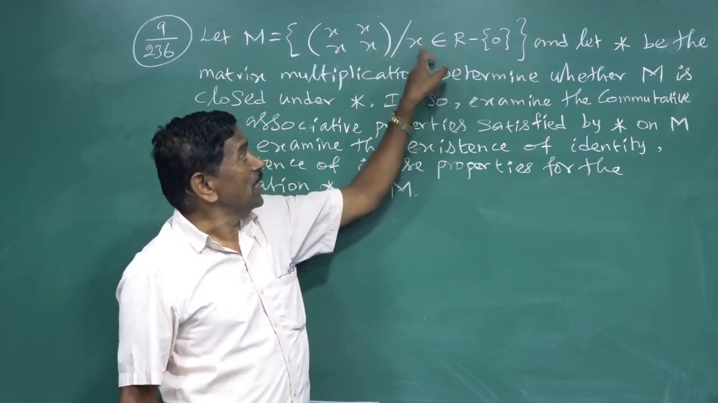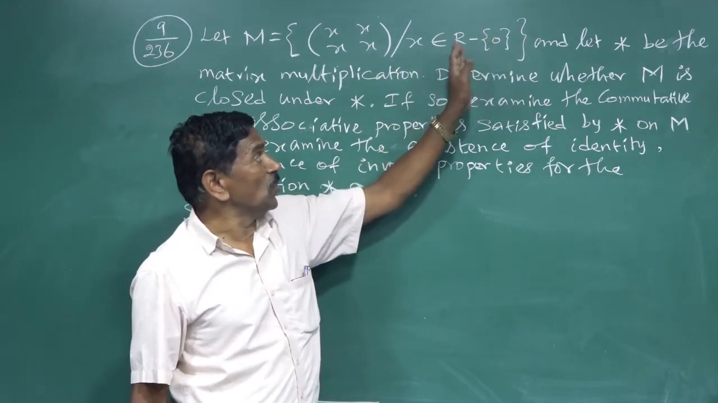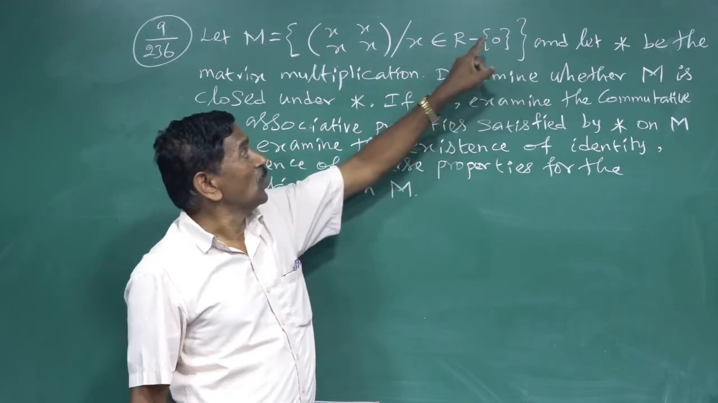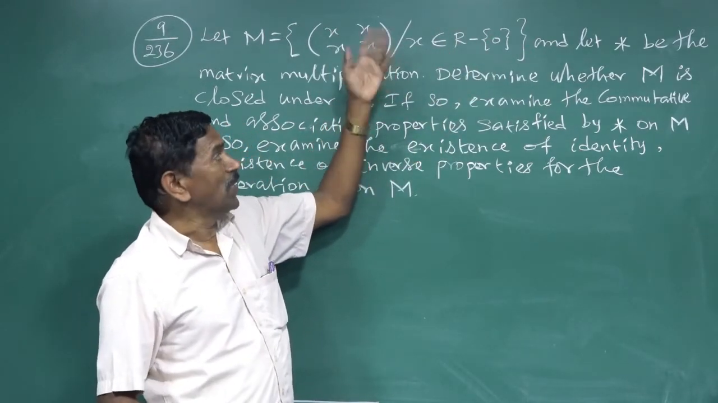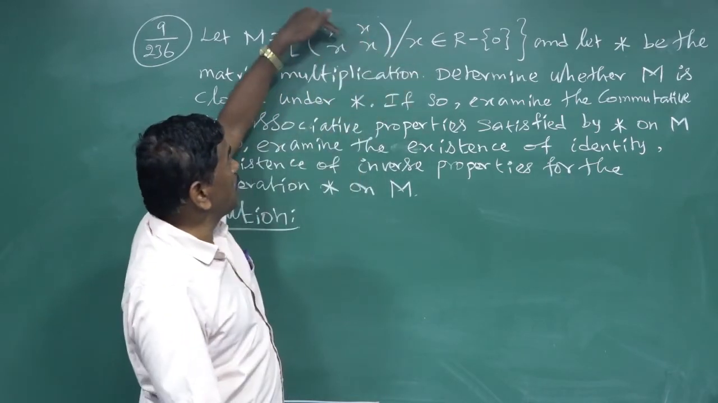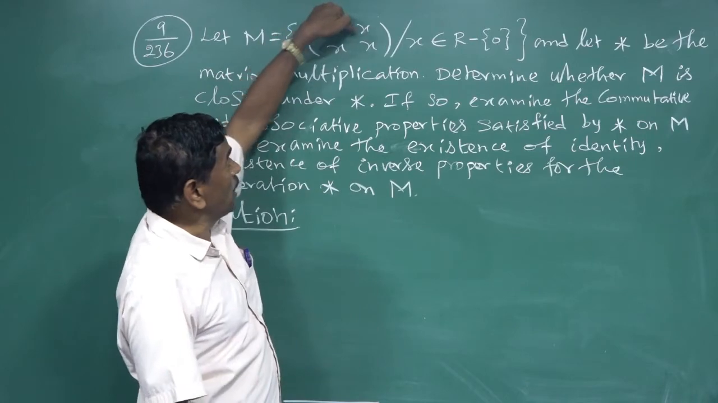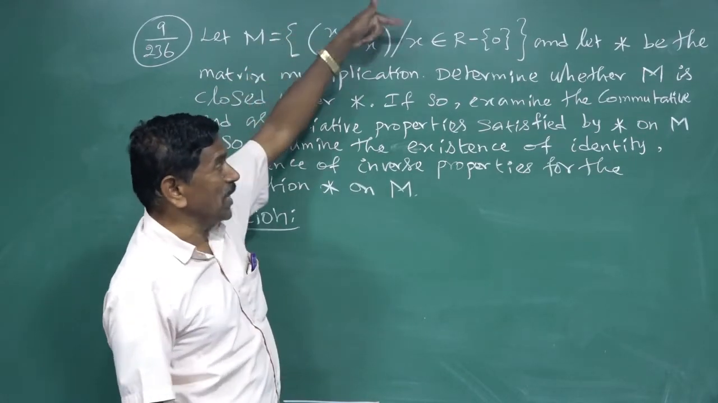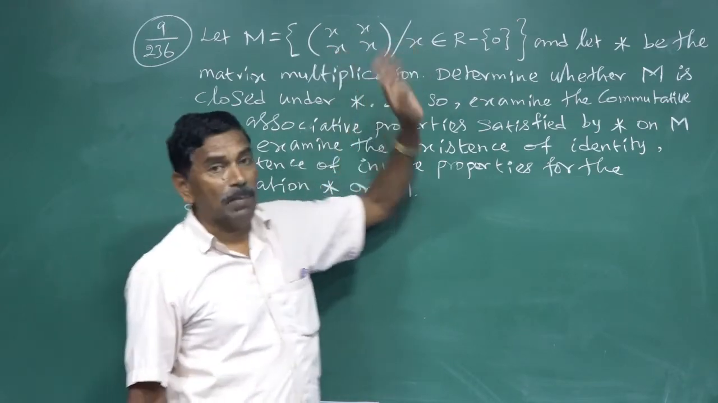That means x belongs to R minus 0 means x is a real number but not equal to 0. 0 is excluded. So, for example, [0 0; 0 0] is not possible. Other than that, all the elements are possible. For example, 1 by 2 in every entry is possible. 1 by 4x in every entry, likewise. So, other than 0, the remaining elements are possible, and complex numbers are not possible.